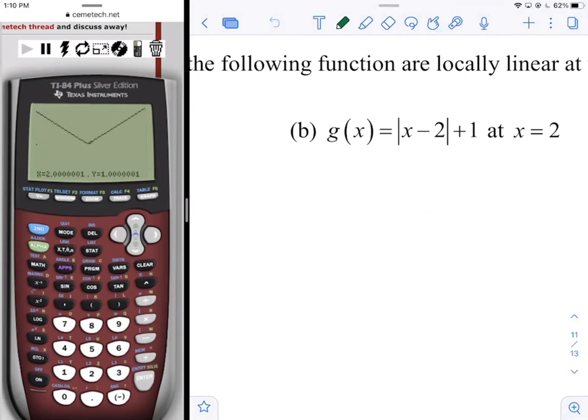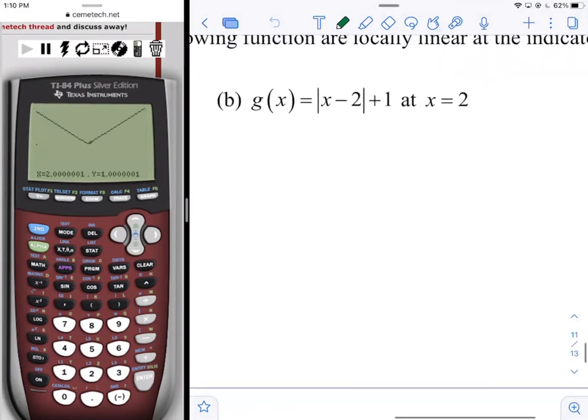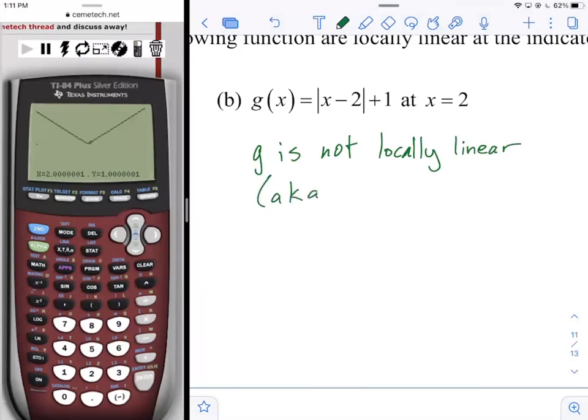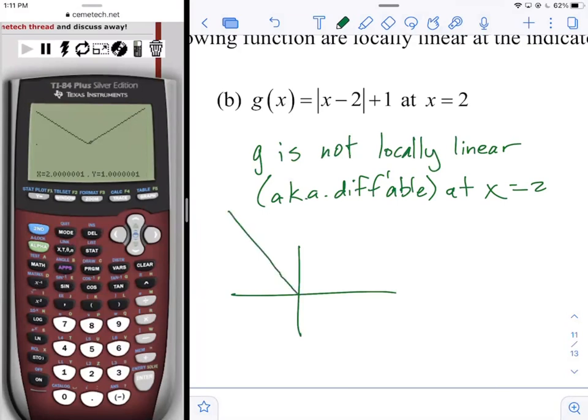So intuitively here, because I cannot zoom in and have it turn into its tangent line, G is not, I almost wrote differentiable, is not locally linear, also known as diffable. It's not differentiable at x equals 2. And you would expect that, right? You would expect that because your parent function is the absolute value of x. And what does the absolute value of x do?